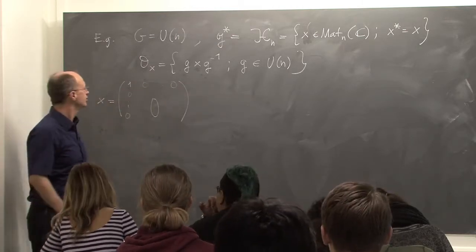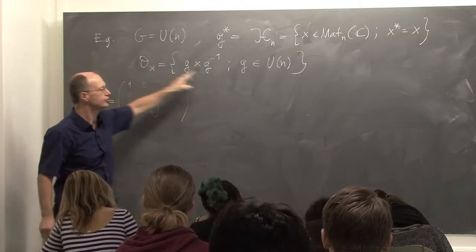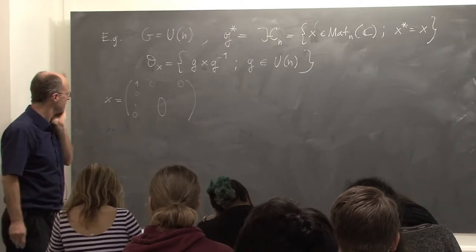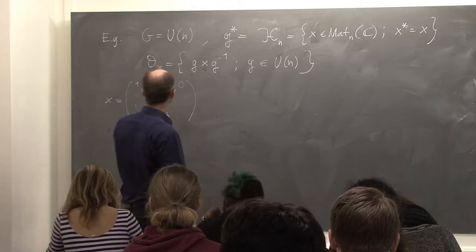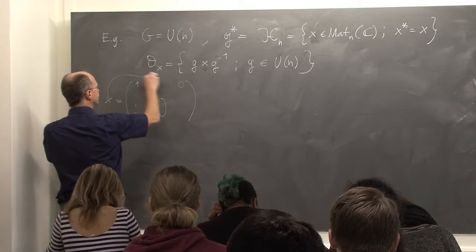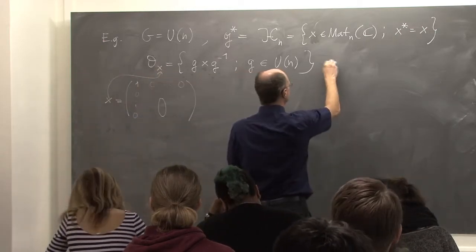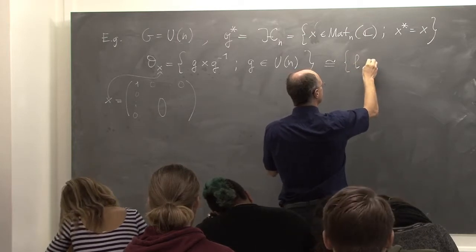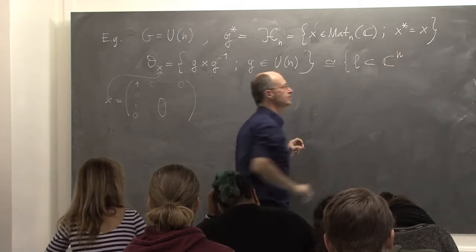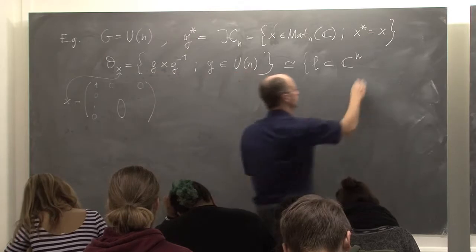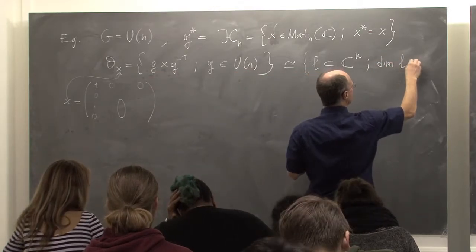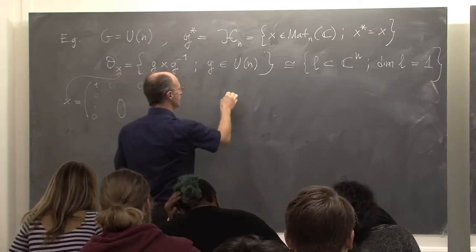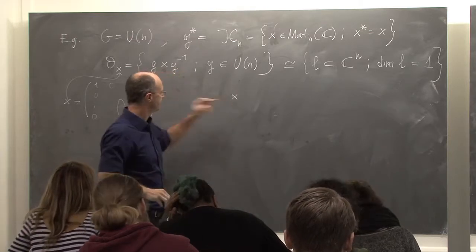So just a Hermitian matrix which has 1 at the top left corner and 0 everywhere else. Why not? So we want to understand what's the coadjoint orbit, or to learn something about the coadjoint orbit of this point. Let me do the following. So I take X like that, and I claim that this coadjoint orbit is isomorphic to the space of lines, or dimension 1 complex subspaces in Cn. So dimension of L is 1. So why is that? So I can do the following.